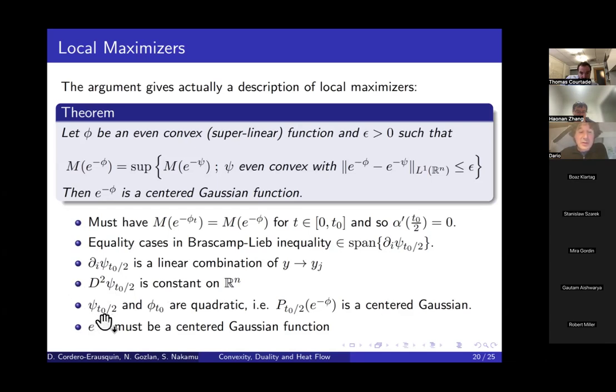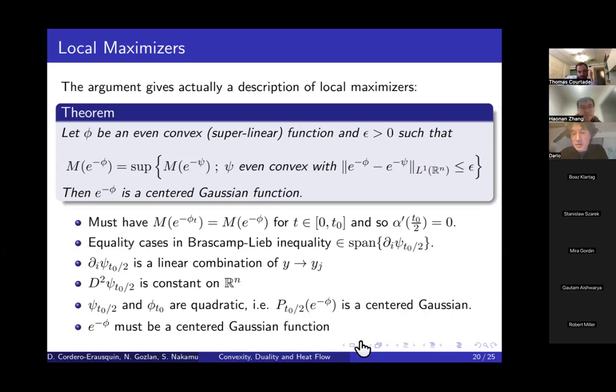So if you want, this tells you that the function psi t0 and the function phi t0/2 are both quadratic functions. And so this tells you that exponential minus phi t0/2 is a centered Gaussian. So this was just p t0/2, and exponential minus phi has to be a centered Gaussian. This is what the analysis of the equality cases in the Brascamp-Lieb inequality gives you.